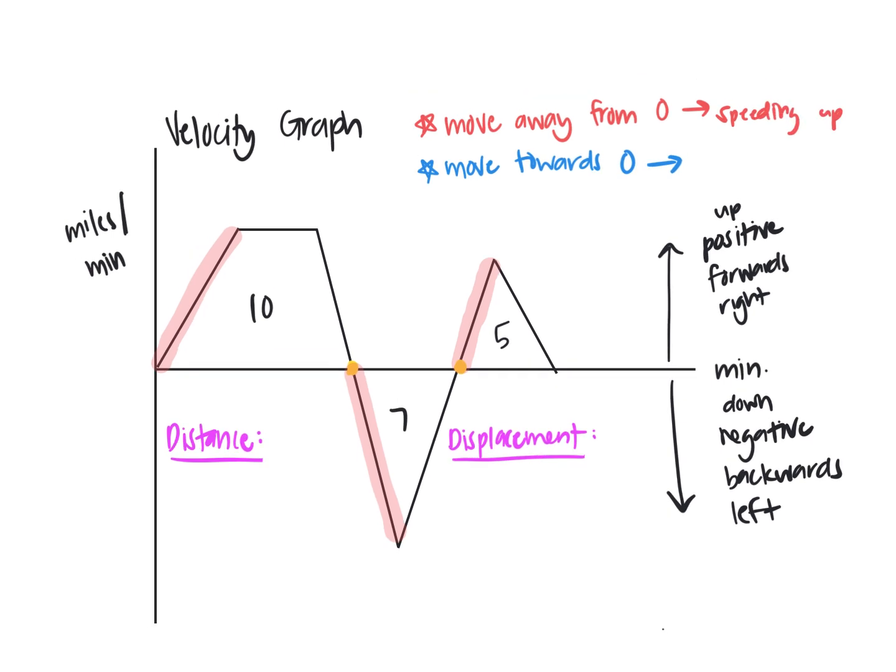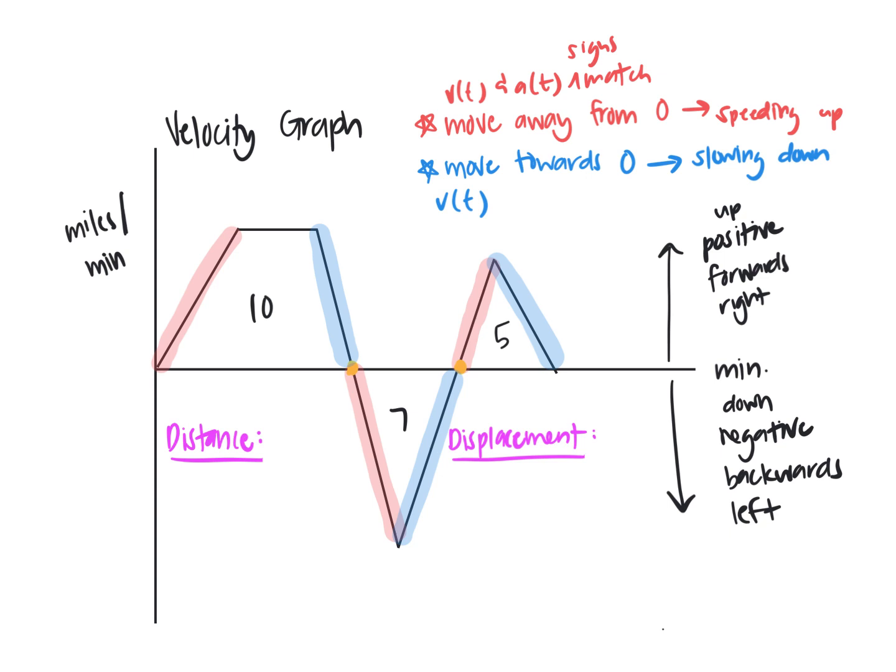When I kind of talked about it, I talked about when your velocity and your acceleration match, right? The signs have to match. And then that means all the places where it's moving towards 0 or towards that x-axis, so here, here, and here, all of those values we're going to have slowing down, right? And that's because my velocity and my acceleration have different signs.